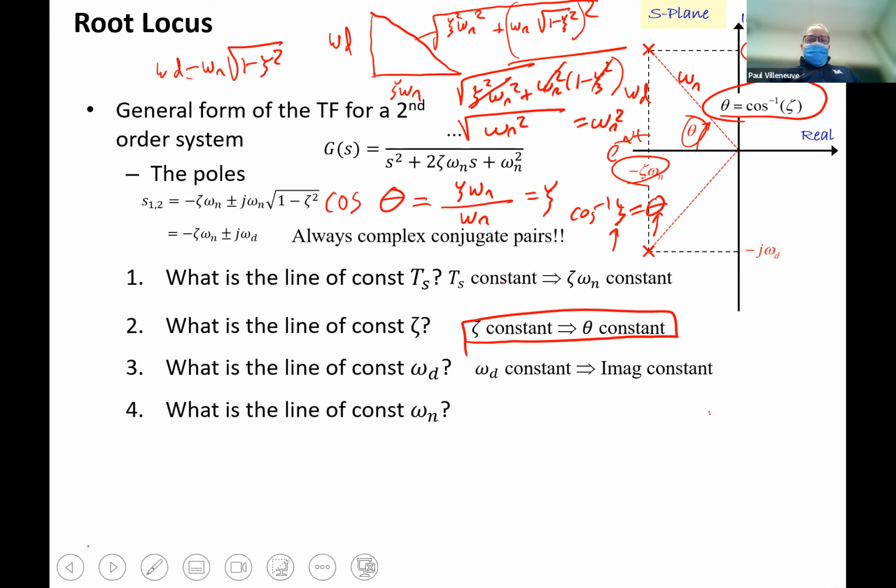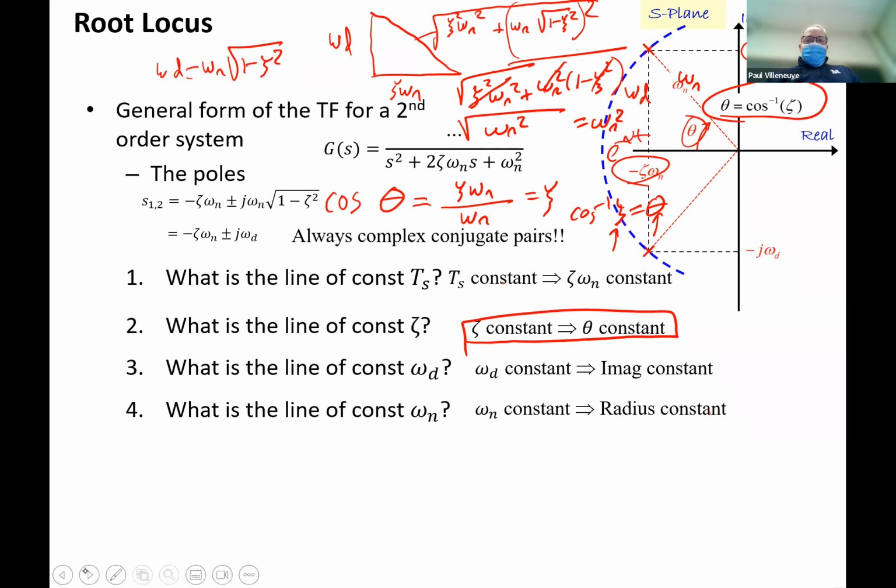All right, so what about the line of constant omega sub n? If omega sub n is constant, then our radius is going to be constant. We can see how we're either going to have a completely undamped system up over here, or we're going to achieve a critically damped value at that point. So that is our constant radius. But our damping can change and our omega sub d can change. We'll just swing between no damping and critical damping.